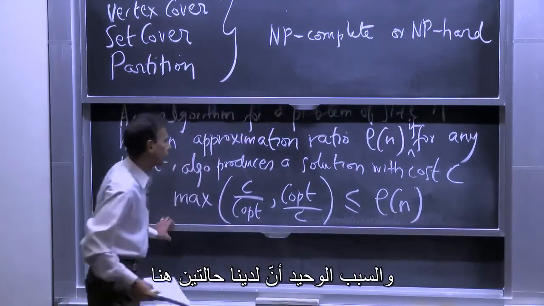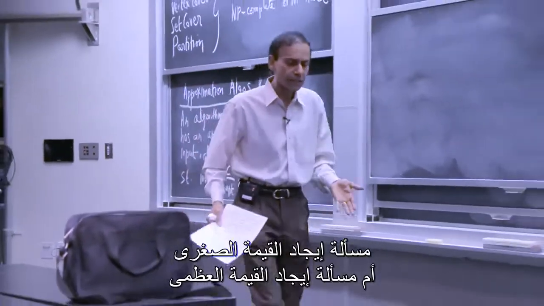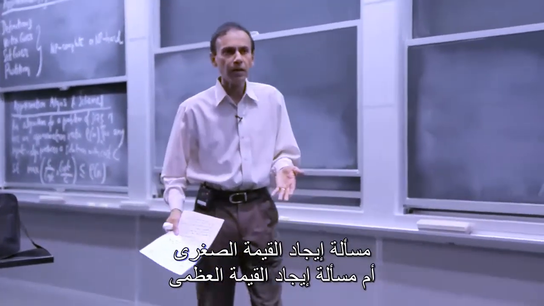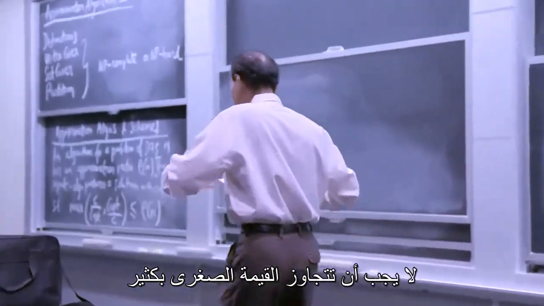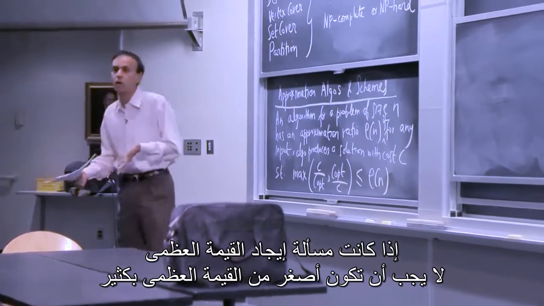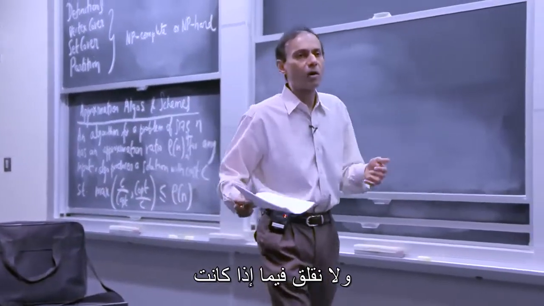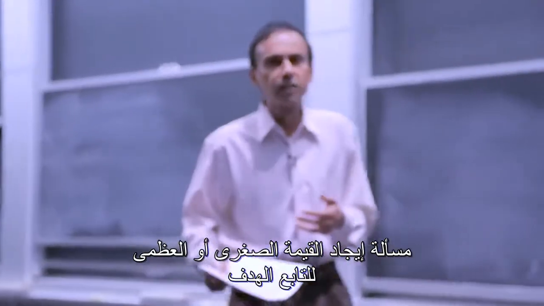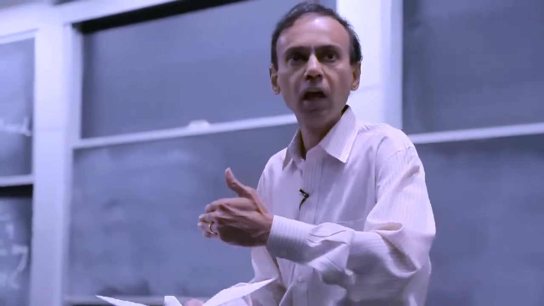And the only reason you have two terms in here is because you haven't said whether it's a minimization problem or a maximization problem, right? So if it's a minimization problem, you don't want to be too much greater than the minimum. If it's a maximization problem, you don't want to be too much smaller than the maximum. And so you just stick those two things in there, and you don't worry about whether it's min or max in terms of the objective function, and you want it to be at a particular ratio. Okay?